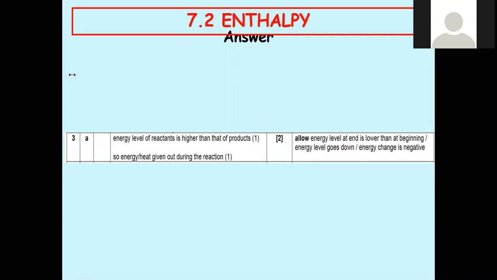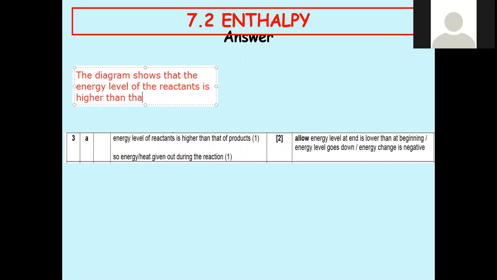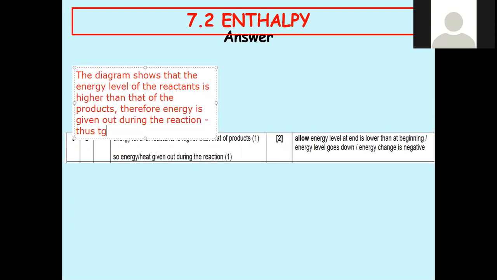Let's have a go. The diagram shows that the energy level of the reactants is higher than that of the products. Therefore, energy is given out during the reaction, thus the reaction is exothermic. And that would get you 2 marks.